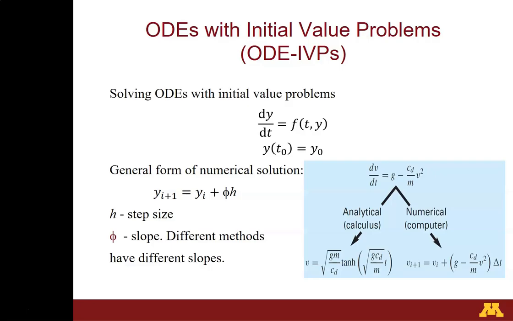Here is the standard form of the ODEs with initial value problem. The general form of the numerical solution is here: y_{i+1} equals y_i plus phi times h. h is the step size. Phi is the slope. So different numerical methods for solving the ODEs have different slopes. Let's look at the Euler method.